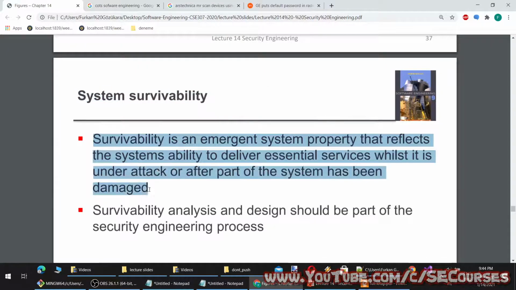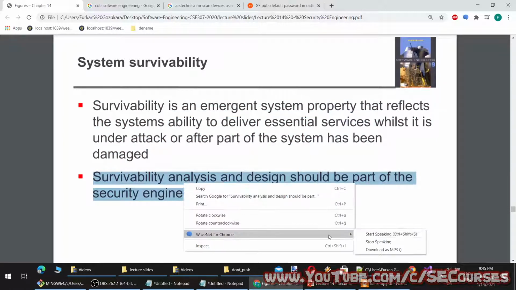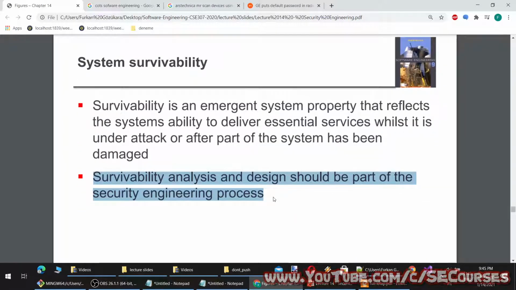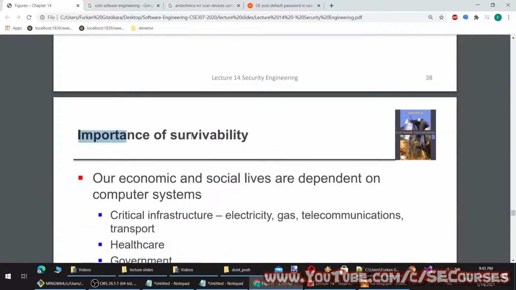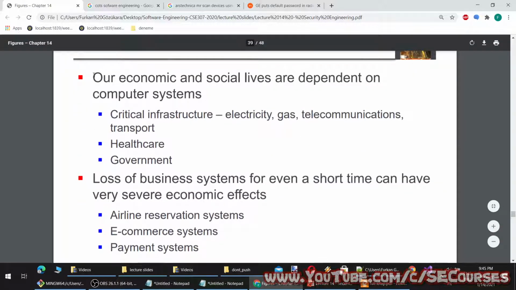System survivability. Survivability is an emergent system property that reflects the system's ability to deliver essential services whilst it is under attack or after part of the system has been damaged. Survivability analysis and design should be part of the security engineering process. Importance of survivability.